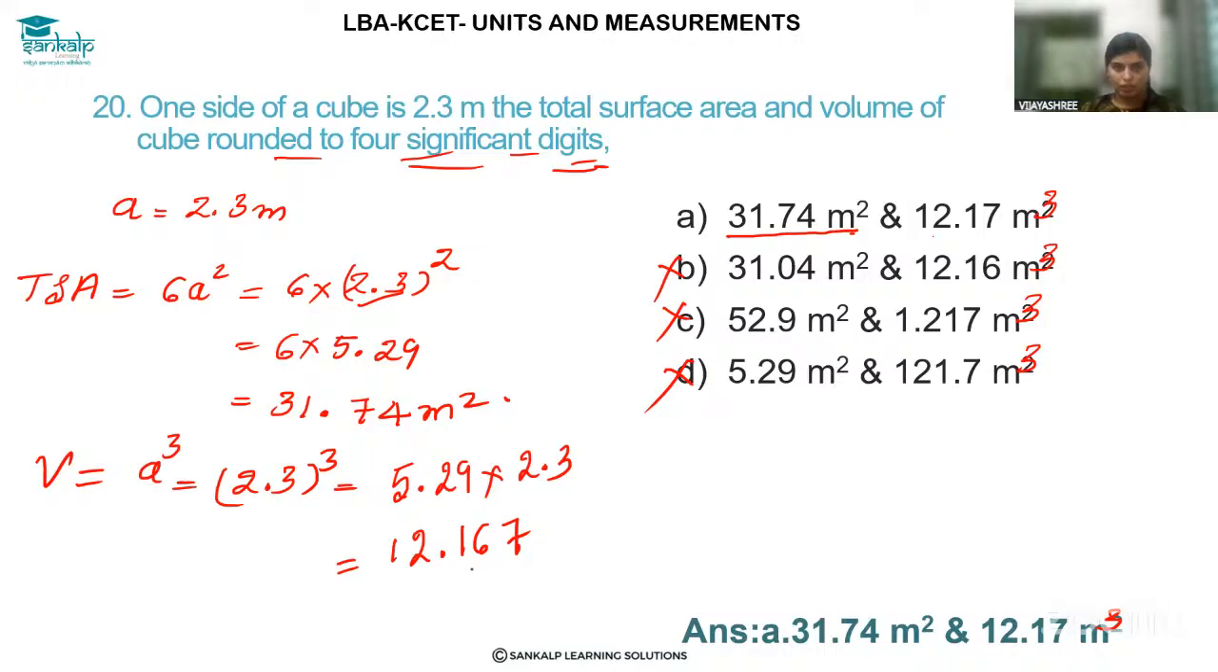So 12.167 is equal to 12.17, because 7 is greater than 5, so rounding off to 4 significant digits gives 12.17. This much meter cube. Okay, so the right option is option A. Okay, thank you.